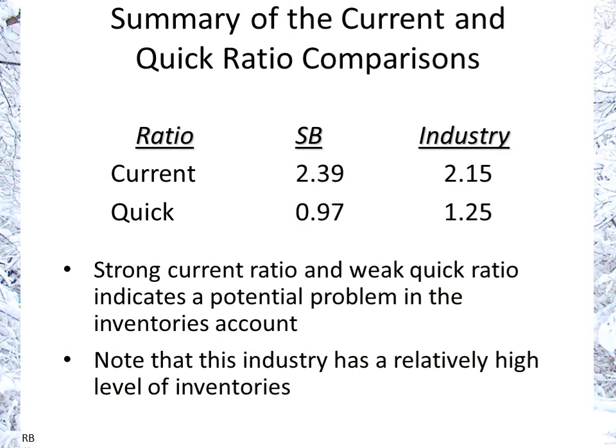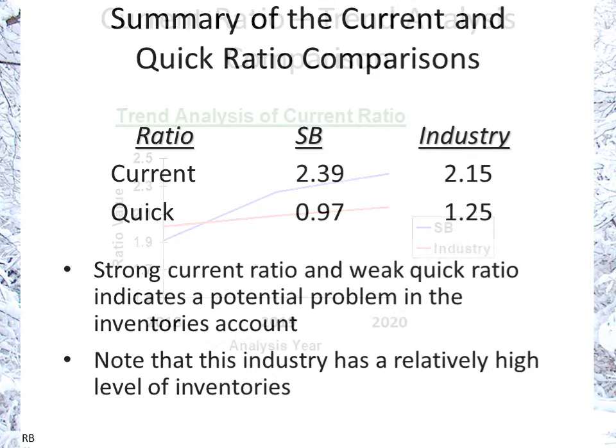So a strong current ratio and a weak quick ratio indicates potential problems with the inventories account, and the industry has a relatively high level of inventories, as you can see, because the industry has 100% of the current liabilities equal to the inventory. But in the case of Sequoia Bonsai, we're even higher in this case.